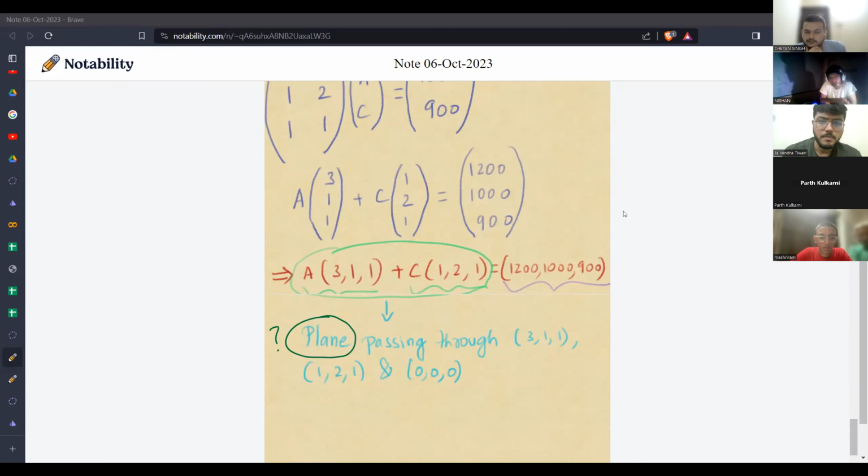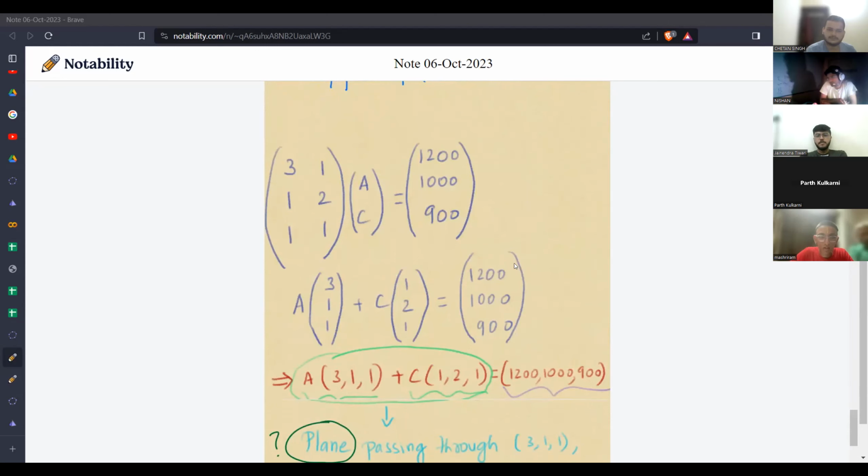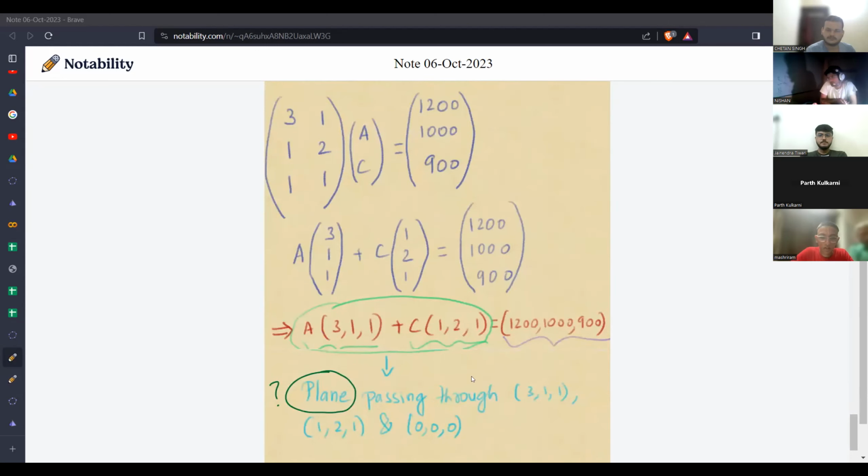No, but can you please tell how is it related? Yeah, we will come to that. That is what we are trying to do now. That is what we are trying to establish, why they are similar. Can you tell how this turns out to be a plane passing through 3 1 1, 1 2 1 and 0 0 0? Anybody? Guys?